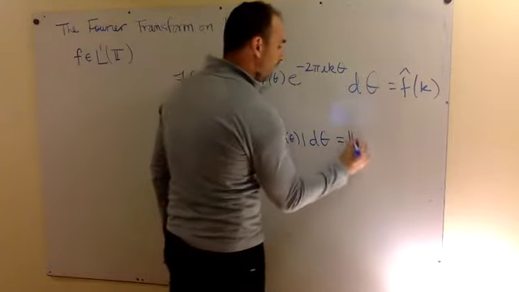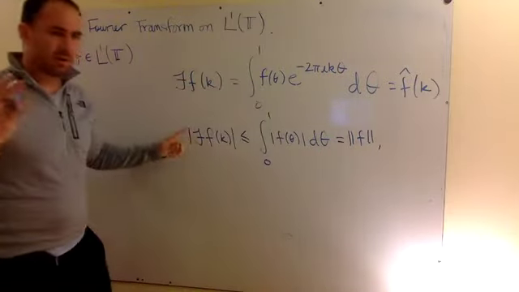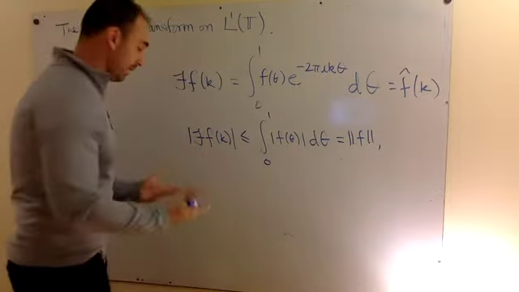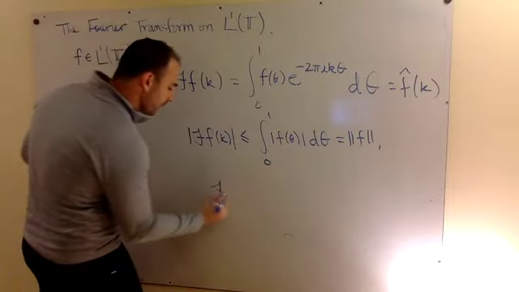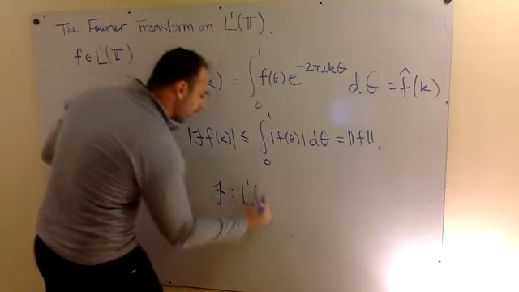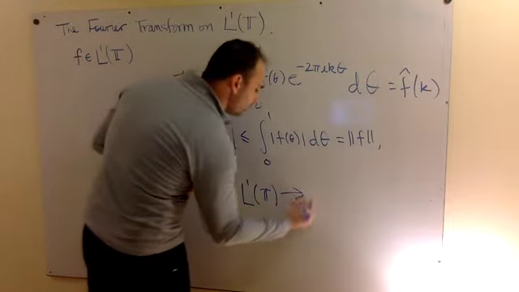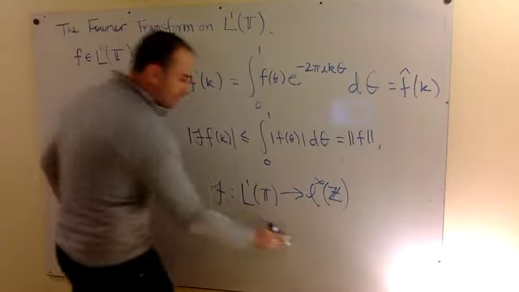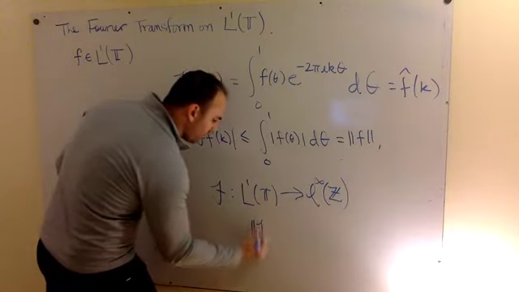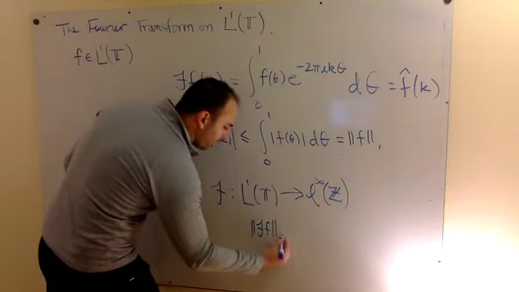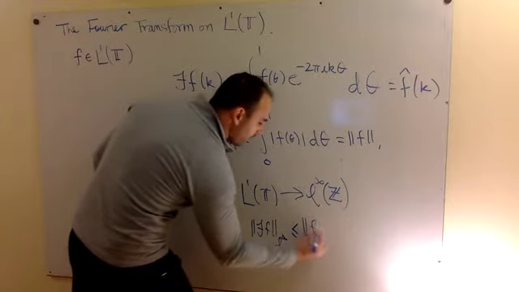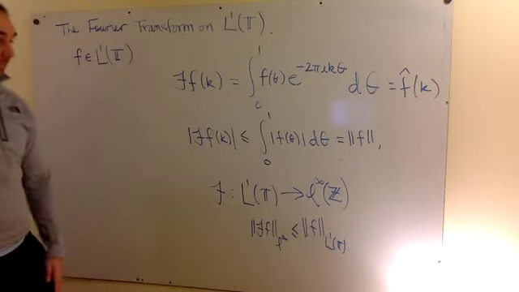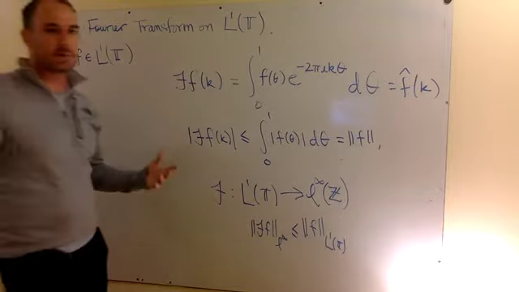And so this is the L1 norm of f. And now this thing over here does not depend on k, and so I can take the sup over all k, and the natural inequality you've just gotten is that it maps L1 to little l infinity of Z. Okay, and if you want to write out the norms, this is little l infinity, and this is going to be less than the L1 norm of f, and that's just this inequality here taking the sup over k.